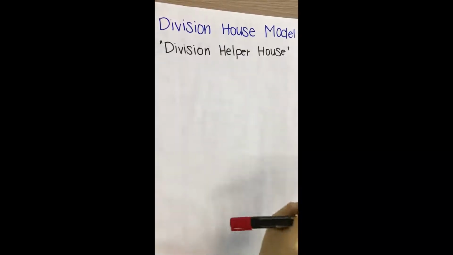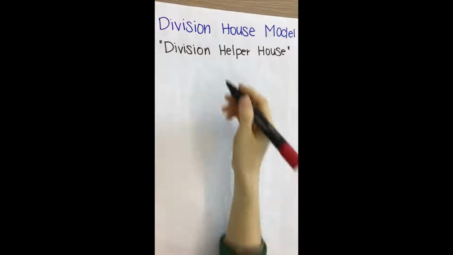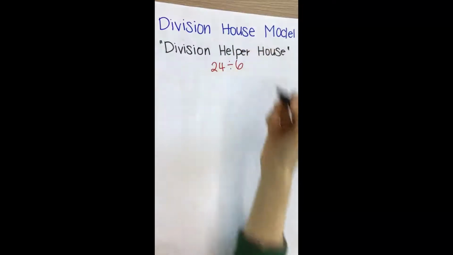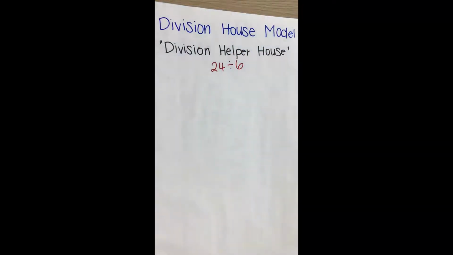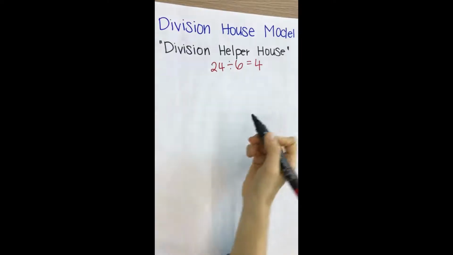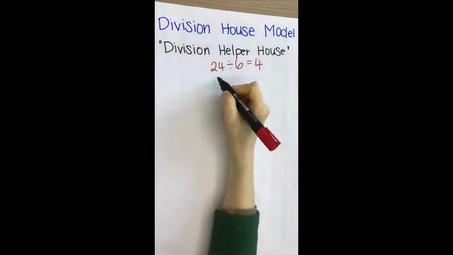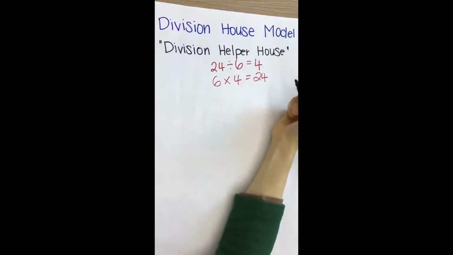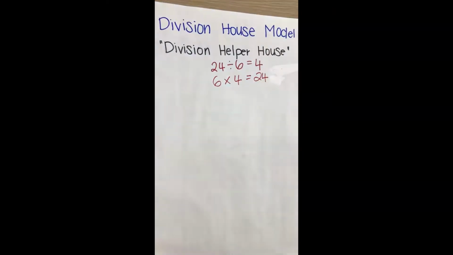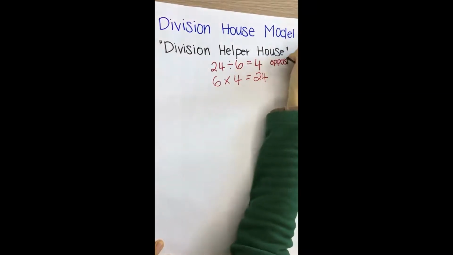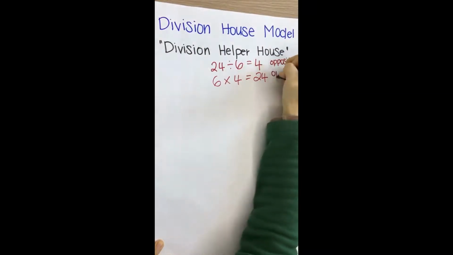All right, let's take a look at an equation that has 24 divided by 6. Now, I know many of you will say, oh, Mrs. Kim, I know the answer to that. 24 divided by 6 will be 4 because 6 times 4 is 24. You guys have done the opposite operation.